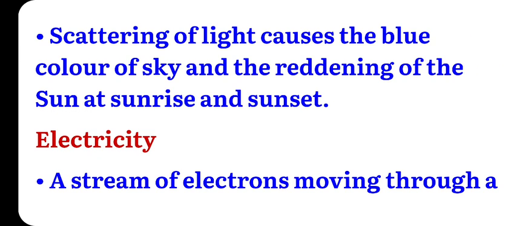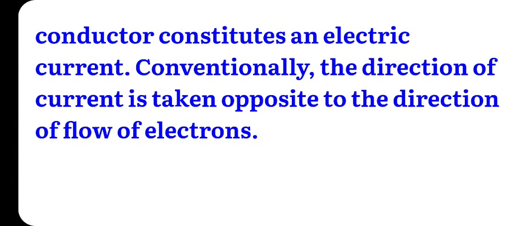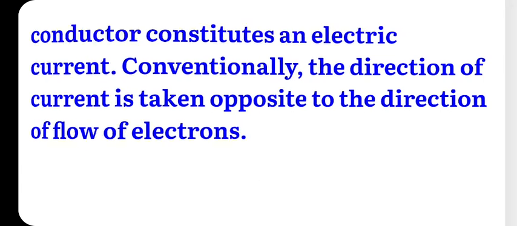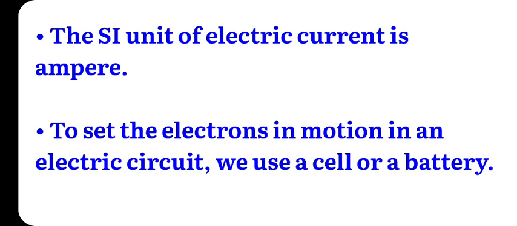Electricity. A stream of electrons moving through a conductor constitutes an electric current. Conventionally, the direction of the current is taken opposite to the direction of flow of electrons. It means that the direction of flow of current and the direction of flow of electrons are opposite to each other. The SI unit of electric current is the ampere.